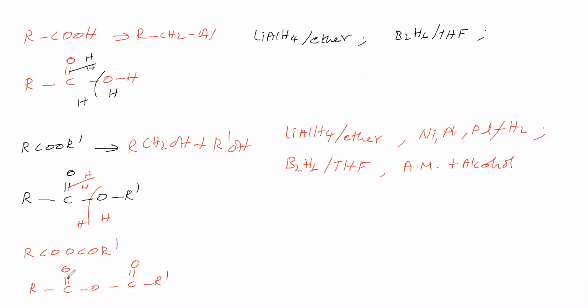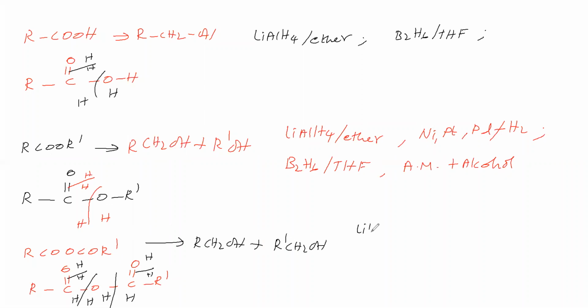Here let us break one pi bond, we will give 1H, 1H here. This sigma bond will break, H and H. This becomes water. Therefore we get RCH2OH and R'CH2OH. Alcohol we are getting. So anhydride on reduction gives alcohol.